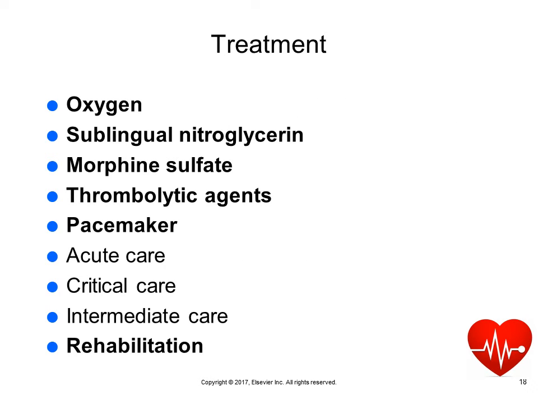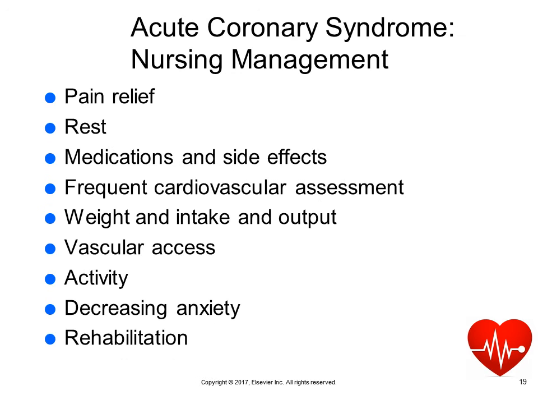Again, treatment is by MONA regimen: oxygen, sublingual nitroglycerin, morphine sulfate, and for that we need to watch for decreased respirations, thrombolytic agents, pacemaker. A temporary pacemaker may be placed if persistent bradycardia or complete block is in place. There are different ways to take care of acute care, critical care, and intermediate care. And then there is cardiac rehabilitation, which will focus on dietary changes, stress reduction, and exercise.